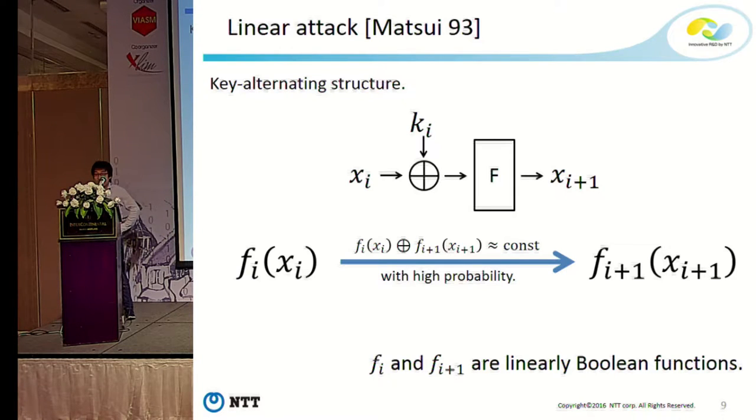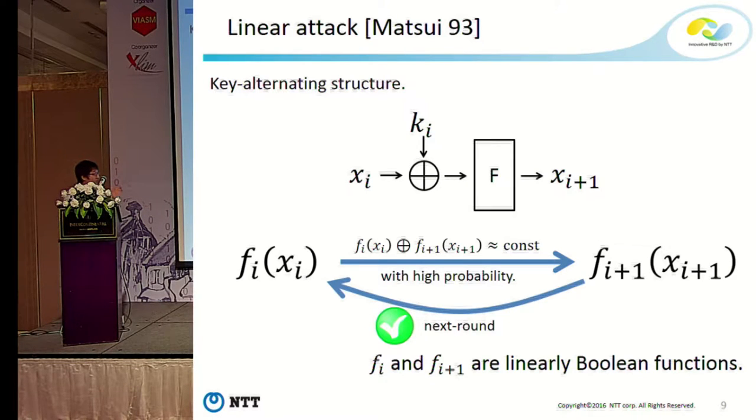As you know, linear cryptanalysis was proposed by Matsui in 1993. For simplicity, I explain this attack on a key-alternating structure. This is a round function. x_i is the input of the round function, and x_{i+1} is the output. In the round function, first the round key k_i is XORed, and this XOR value is the input of the public function f. The motivation of linear cryptanalysis is to find linear Boolean functions f_i and f_{i+1} such that f_i(x_i) + f_{i+1}(x_{i+1}) is highly biased. Now, f is a linear Boolean function, so it is very easy to join two linear approximations. And so we can append linear approximations sequentially, and create a linear approximation for a target cipher.